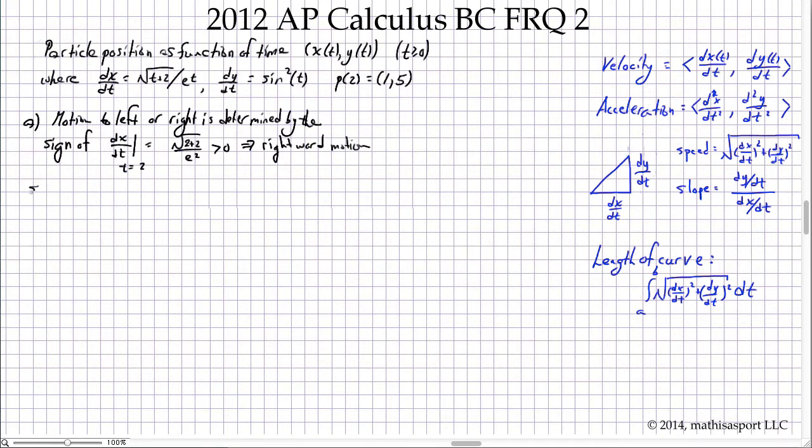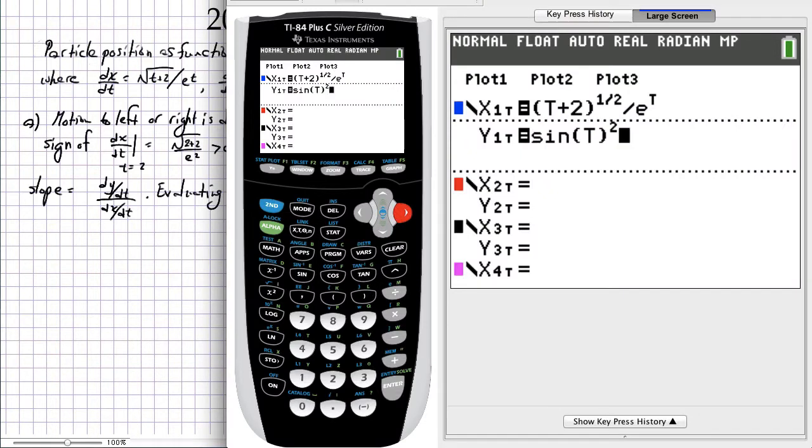So let's just write that out. Slope equals dy dt over dx dt, and we're going to evaluate numerically at t equals 2. Now for that we're going to use the graphing calculator, and I've already programmed in the fact that 1, we're in radian mode, and 2nd, we're in parametric mode. And then I've put in the x and y formulas.